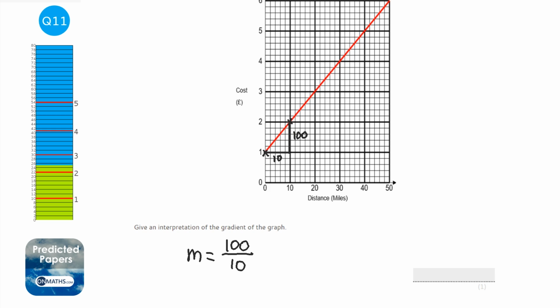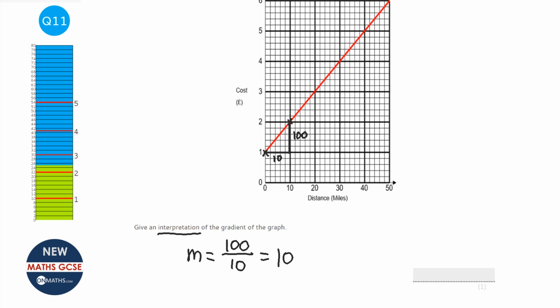Now, some students have that the wrong way around because coordinates work the other way around. You go along the corridor and up the stairs. With gradients, how far you go up or down over how much you've gone right. So that's going to be 10. Now, it says give an interpretation, so we haven't finished answering the question. What does that mean? Well, it means for every 1 mile that we've gone, it's going to cost 10 pence. Now remember, I converted this into pence, so instead of in pounds, it's going to be pence.